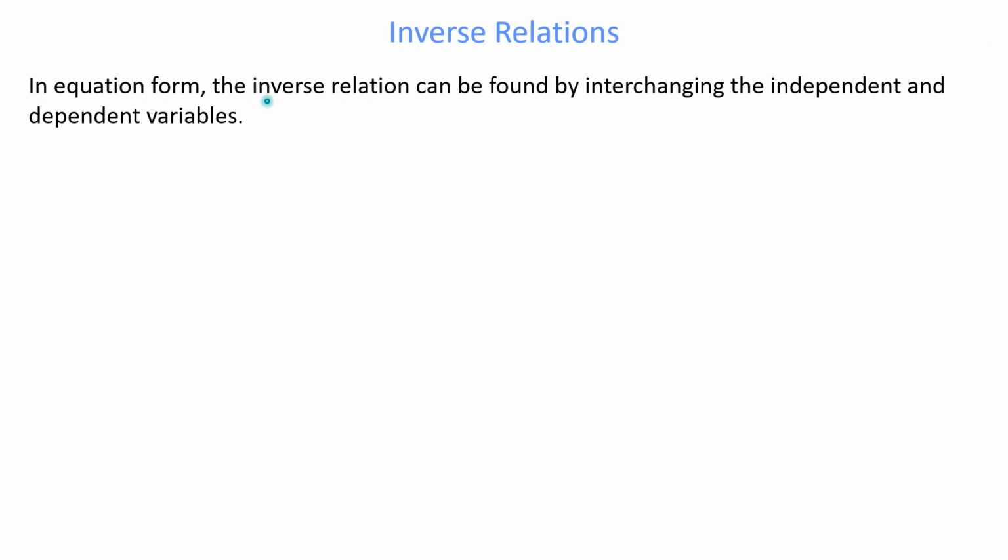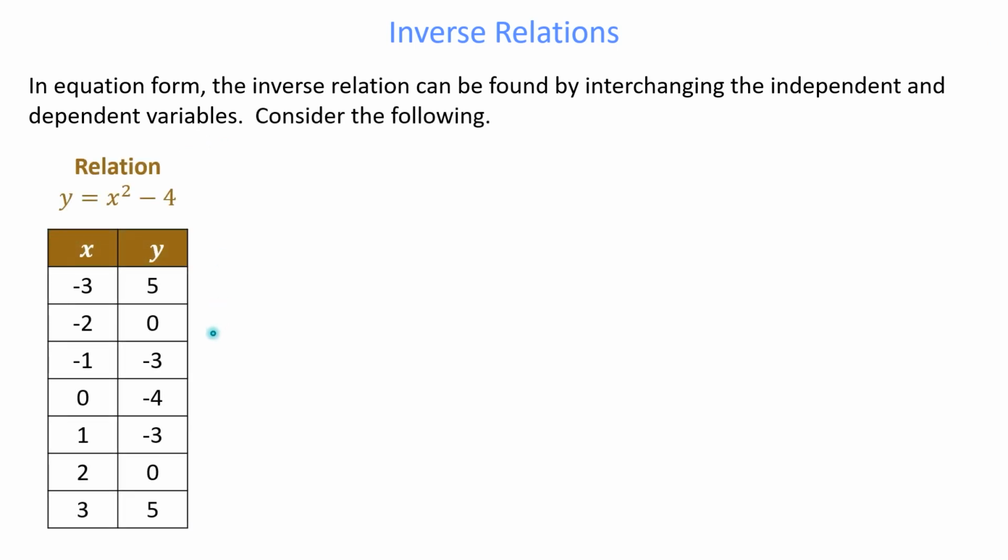Now, in equation form, the inverse relation can be found by interchanging the independent and dependent variables. So let's consider the following here. We have this equation y equals x squared minus 4, and then we have this table of values that correspond to this equation. So they satisfy this equation. Now, what do we mean by independent and dependent variables? Well, we can see from the equation the values of y depend on what the values of x are. So the y values are the dependent variable, which makes the x values the independent variable.